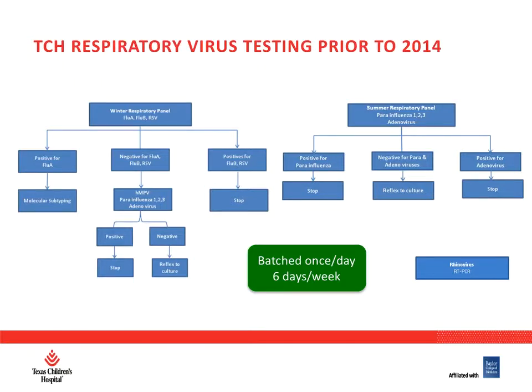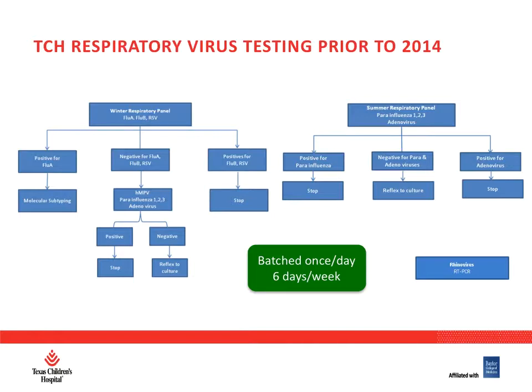But if it was negative for any of those, or for all of the targets, flu A, flu B, and RSV, then we would reflex to run metapneumovirus, parainfluenza virus, and adenovirus on that same eluate, basically. And then if any of those targets were positive, then we were done testing that sample. If they were negative as well, then we would reflex that sample to cell culture. So it would go to tube cell culture.